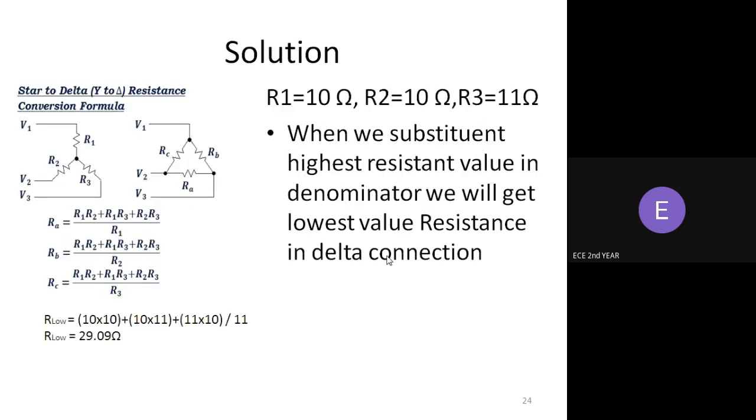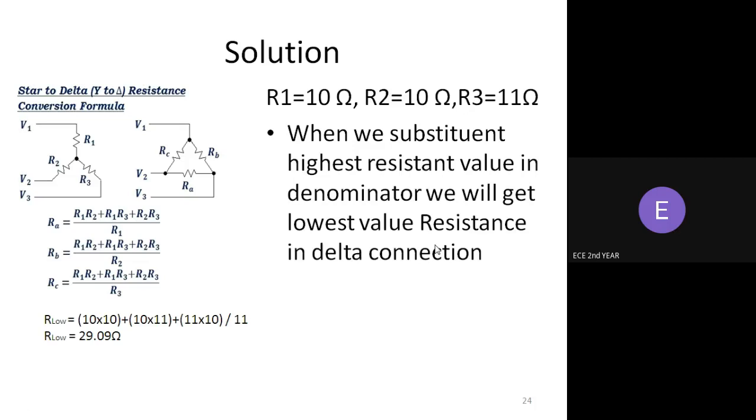So the solution is, we need to calculate the lowest value of the resistance. To get the lowest value of the resistance, the denominator value should be high. So R1 is equal to 10 ohms, R2 is equal to 10 ohms, and R3 is equal to 11 ohms, which is given by the problem. So when we substitute the highest resistance value in the denominator, we will automatically get the lowest resultant resistance value on the delta connection.